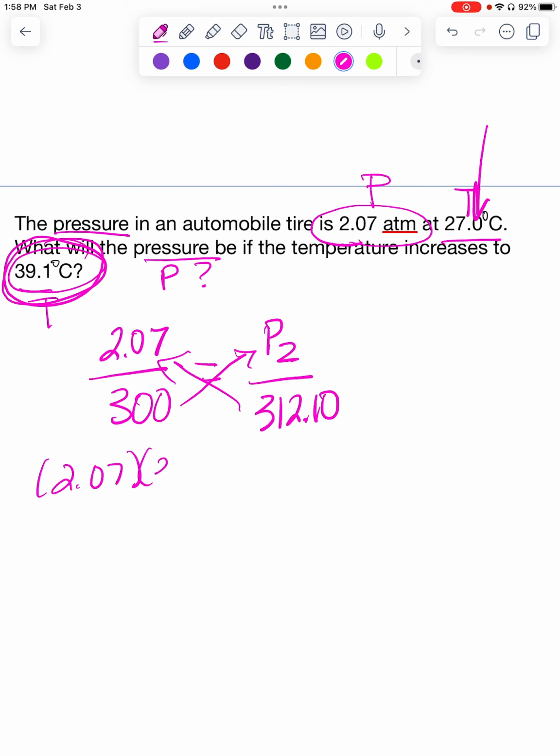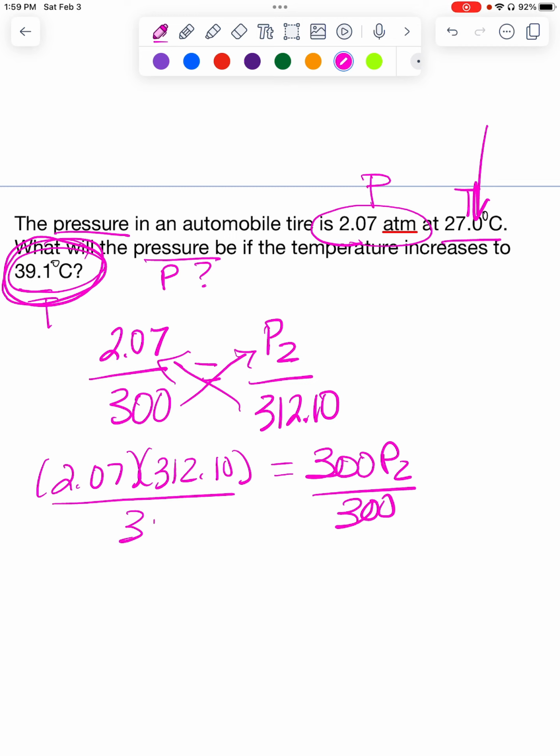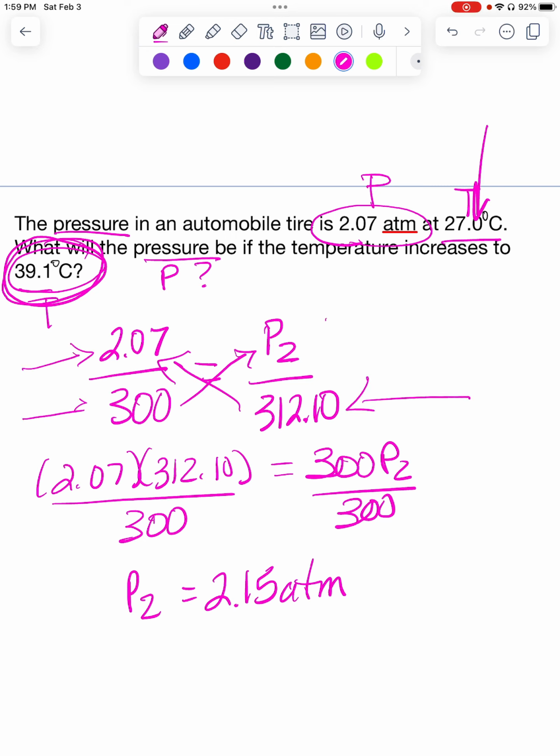Cross multiply, 2.07 times 312.10. I don't know if there's a zero on there, I made that up. 300 P2. Divide by 300. And you get 2.15 atmospheres. And that should make sense. At this pressure and that temperature, well, the temperature goes up, pressure should go up. And did the pressure go up? Yes, it did.